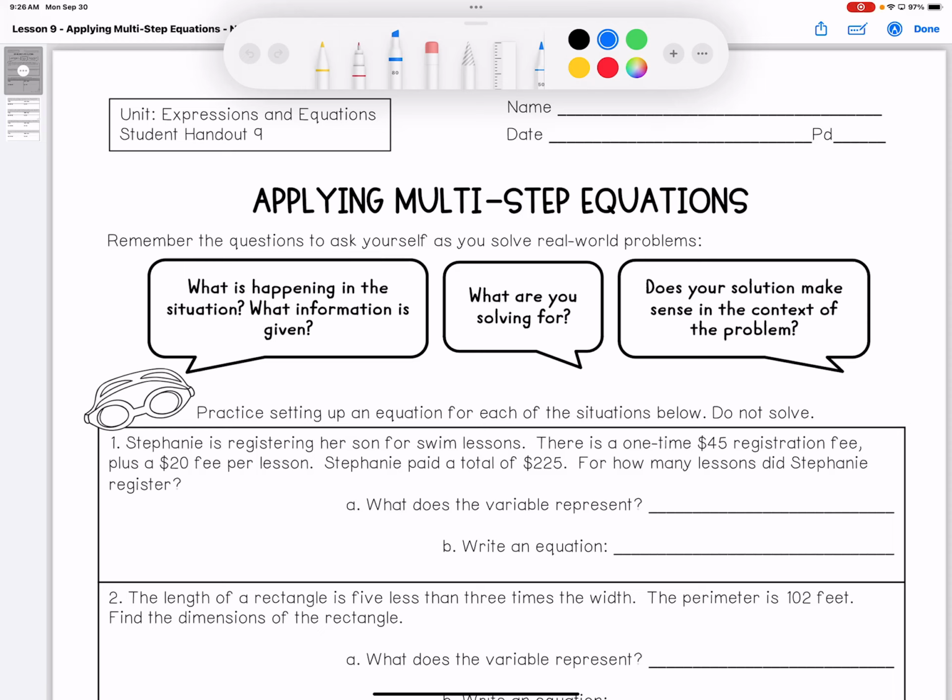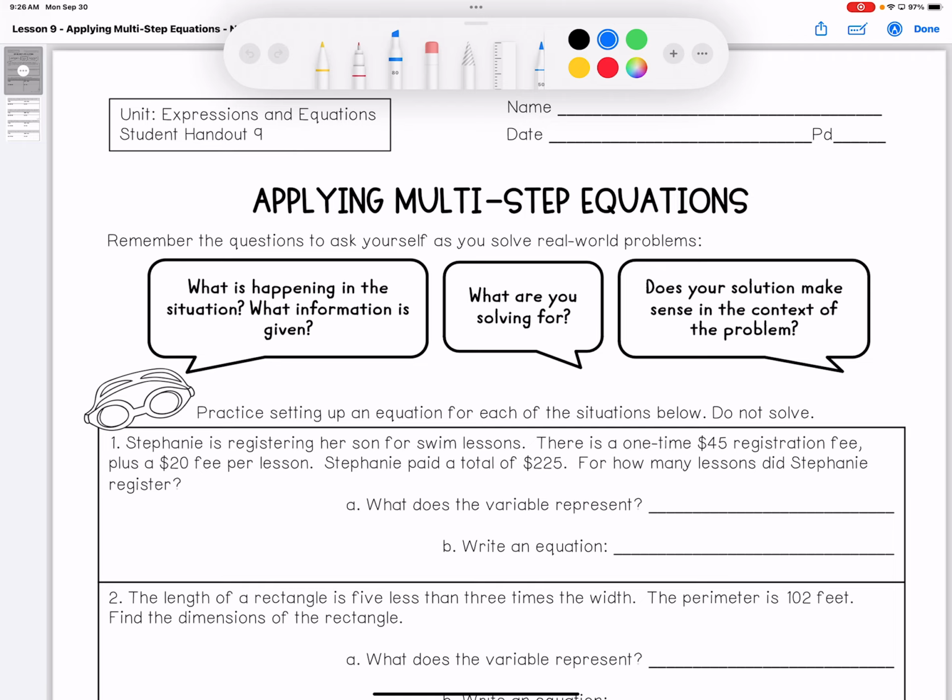Welcome in. This is Unit Expressions and Equations, student handout number 9. Today we are applying multi-step equations. This is the last lesson in this unit. There are 3 questions we need to ask ourselves as we go through these. We don't need to get overwhelmed. You're going to start seeing a lot of word problems in my class because that's where they want to get you for the ACAP, so you might as well get used to it.